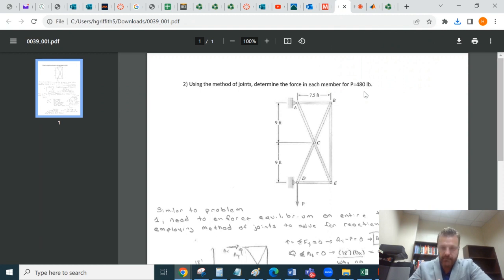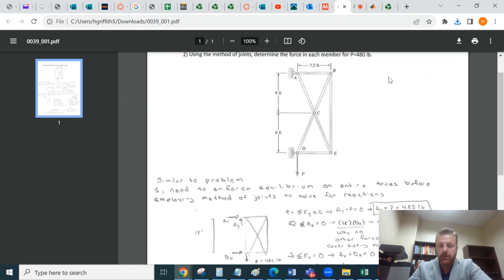However, you have to be a bit intuitive in how you relax your assumptions about whether the members are in tension or compression. And I'll tell you what I mean by that in a minute. So we have a truss. It's subjected to one external load, a downward force P applied at point D. You're given the magnitude of P, and you're asked to basically solve for the force in each member and determine whether or not it is in tension or compression.